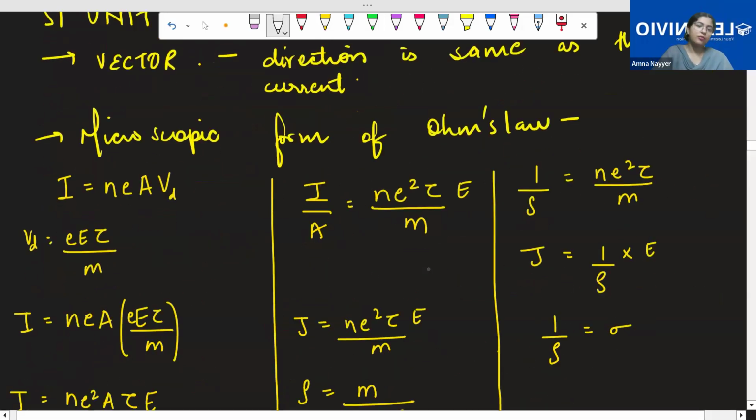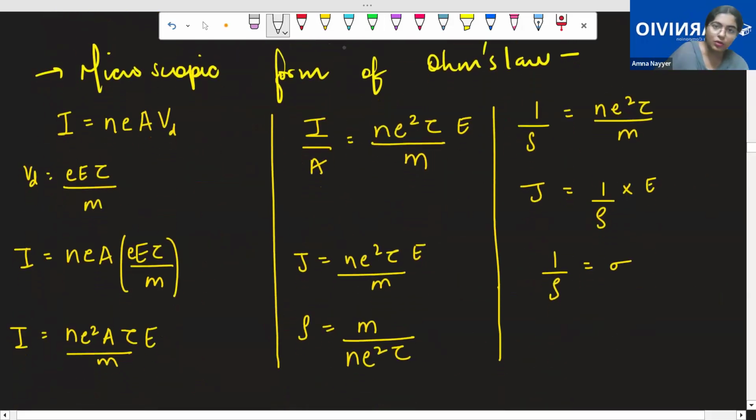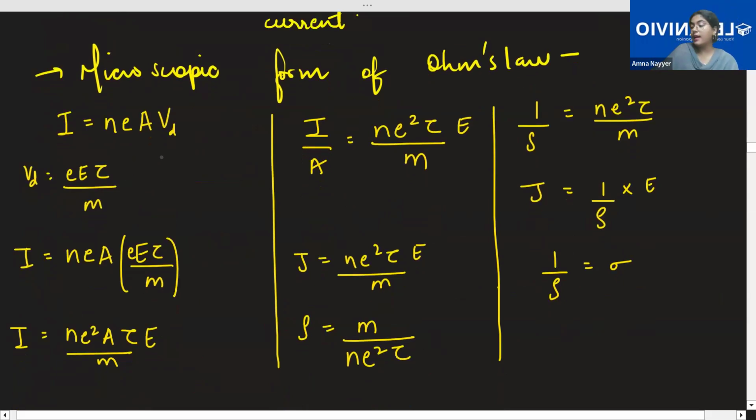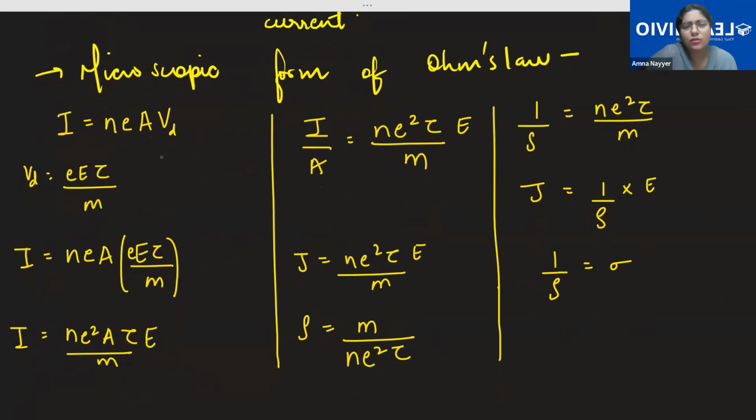Now, this is very important. What is the microscopic form of Ohm's law? This is actually important, and it has been asked a lot in the exam. Before the last two years, I wasn't even discussing this question, but in the last two years it has come up a lot. So you pay attention to it. What is the microscopic form of Ohm's law?